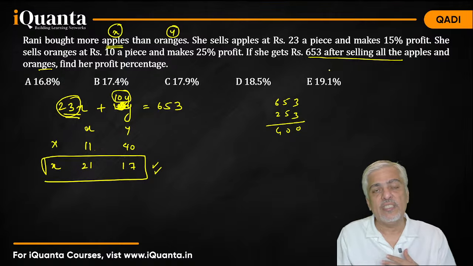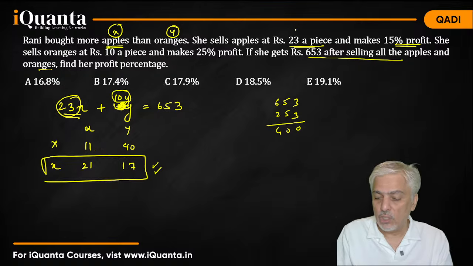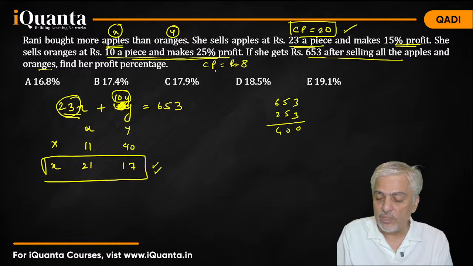Now, profit percentage is profit upon cost price. Now, 23 if you're selling and making 15% profit, your cost price is 20 rupees. Do you want me to show you the calculations? I have done this orally. And 10 if you're making 25% profit, your cost price is 8. Just let me know in the chat whether you want me to show you these calculations.